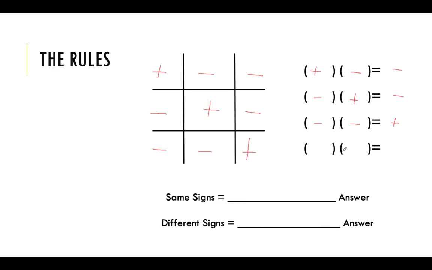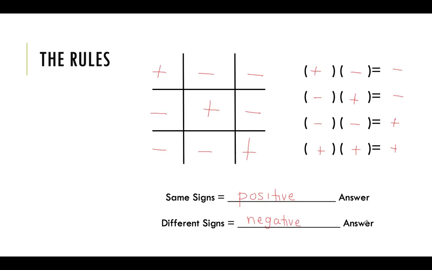Lastly, you're going to see that there's one more possibility, which is not on the tic-tac-toe board, but that you've been working with your whole life. And that rule is that a positive number times a positive number is a positive product or answer. So if you look down here at this shortcut, it says same signs equals blank answer. Well, if you have two negatives or two positives, your answer is going to be positive. So we say same signs equals a positive answer. Whereas if you have different signs, one that's positive and one that's negative, or one that's negative and one that's positive, then you're going to get a negative answer.